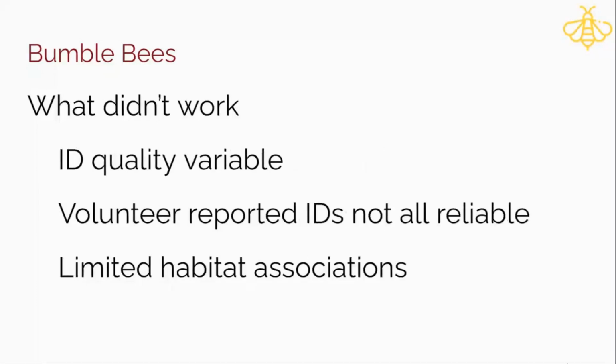So the ID quality: even though we tried our best to get reliable IDs, the ID quality was variable, and with that model of them not taking photos of everything, some volunteers were incredible, and I trust their IDs more than my own at times, but some of them were questionable. So those volunteer-reported IDs were not always reliable. Being limited to roadsides, we also have limited conclusions we can make about habitat associations.